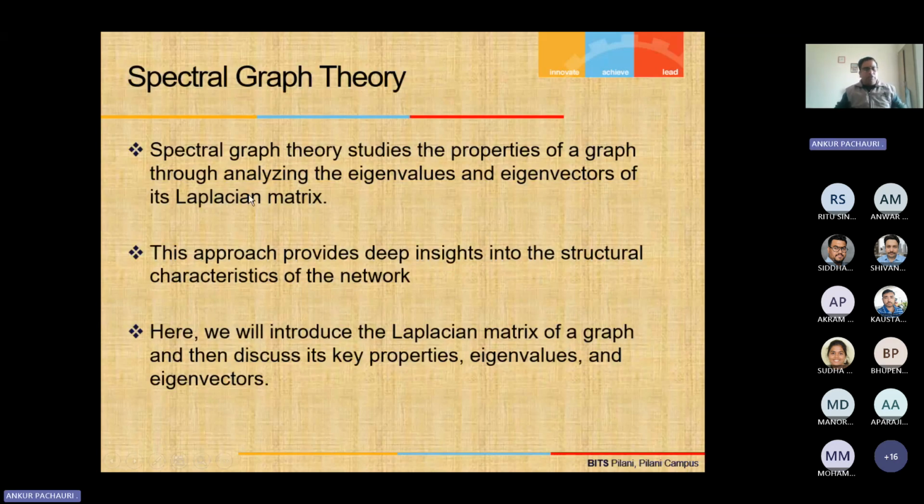For spectral graph theory, I'll read those statements, and they are self-explanatory. Wherever an explanation is required, I'll give you a proper explanation. Spectral graph theory studies the properties of a graph by analyzing the eigenvalues and eigenvectors of a Laplace matrix. Again, we are trying to come up with numerical values based on structural properties. Here we will find eigenvalues and eigenvectors related to the Laplace matrix. Now, what is a Laplace matrix?